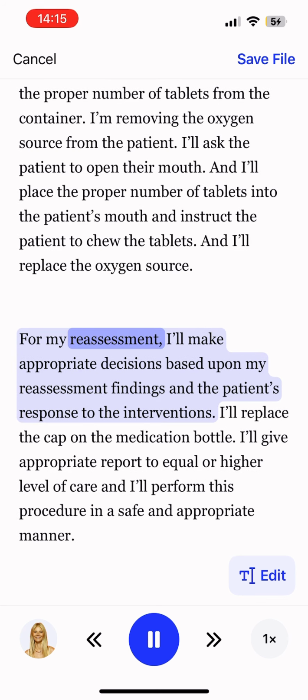For my reassessment, I'll make appropriate decisions based upon my reassessment findings and the patient's response to the interventions. I'll replace the cap on the medication bottle. I'll give appropriate report to equal or higher level of care, and I'll perform this procedure in a safe and appropriate manner.